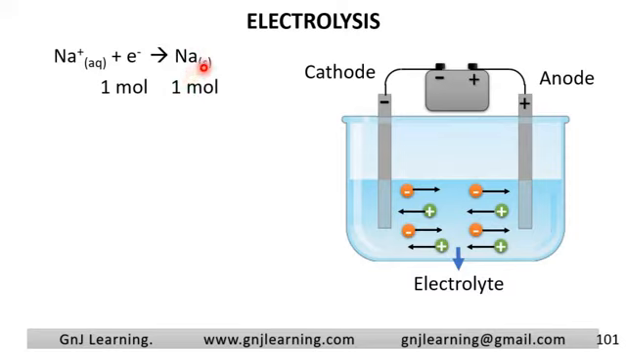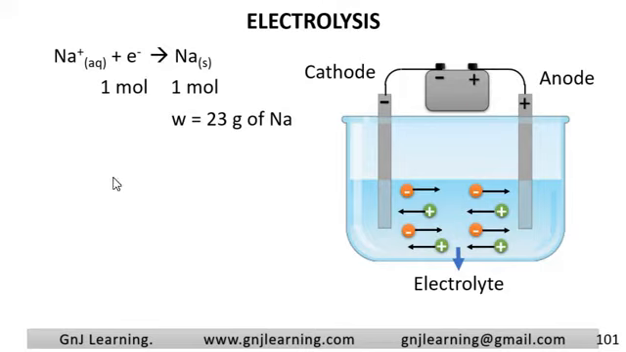So what is 1 mole of sodium? How much does it weigh? The mass of 1 mole of a substance is called its molar mass, and the molar mass of sodium is 23 gram. So passing a charge equivalent to 1 mole of electrons will yield 23 gram of sodium at the cathode. What is the charge of 1 mole of electrons?